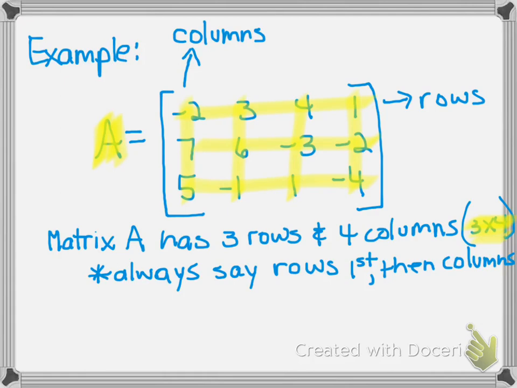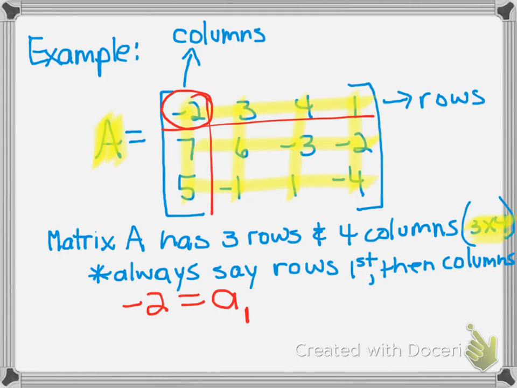Each element in this matrix A, for example, -2, we're going to say that -2 is the value for A, but we say lowercase a, and then we put the row. Which row is it in? Well, it's in the first row. And which column is it in? It's in the first column. So we would describe the value of A11 as -2.